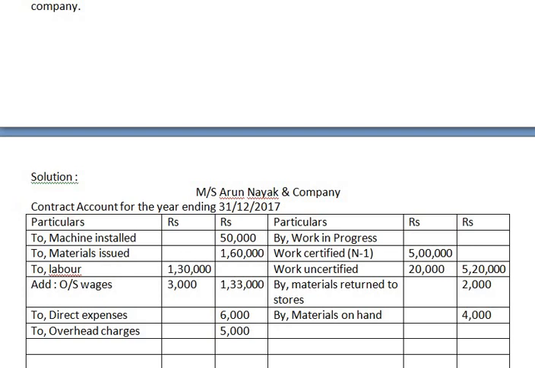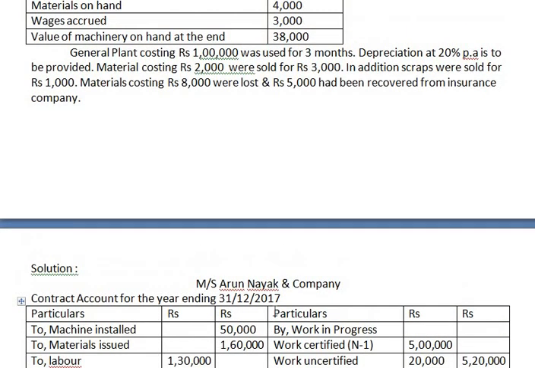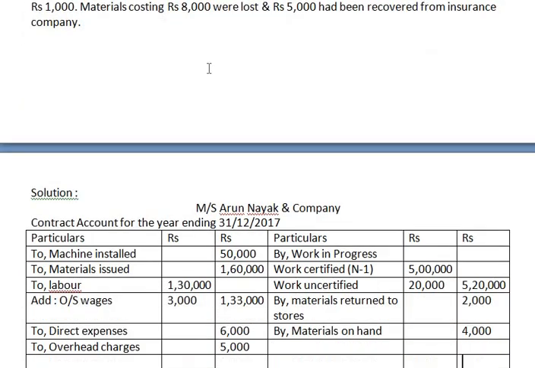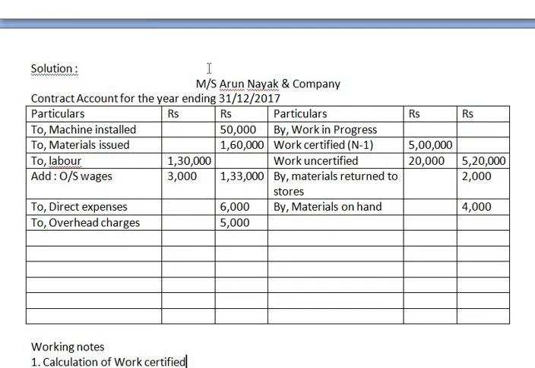Now after this chart, some information is given in the problem. General plant costing rupees 1 lakh was used for 3 months. So that first we will record it on the debit side, that is value of plant. It is costing 1 lakh.